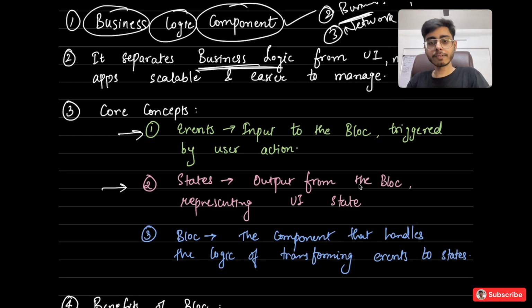Bloc takes the event and emits the state. We add an event to the bloc and the state is emitted from the bloc back. Okay, so I'll show an example just now.